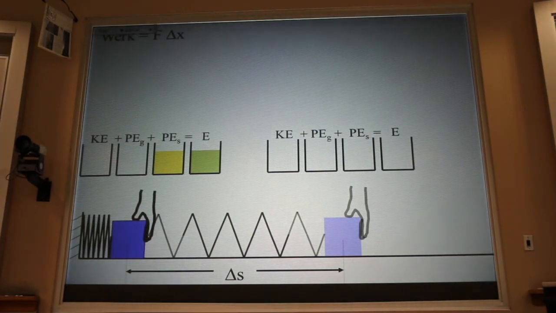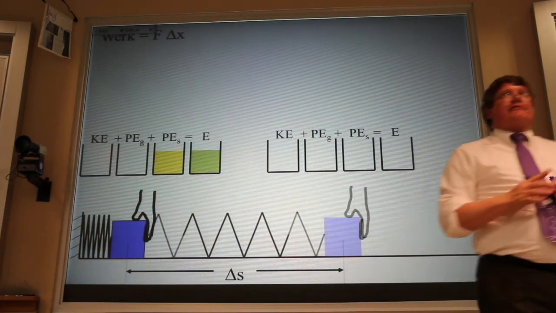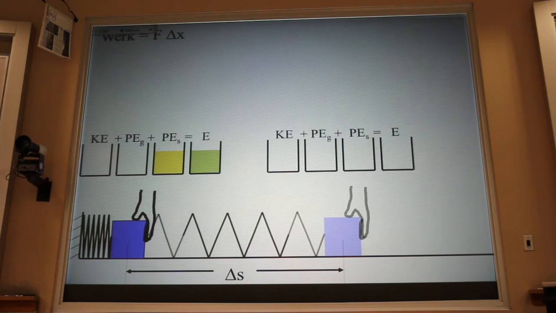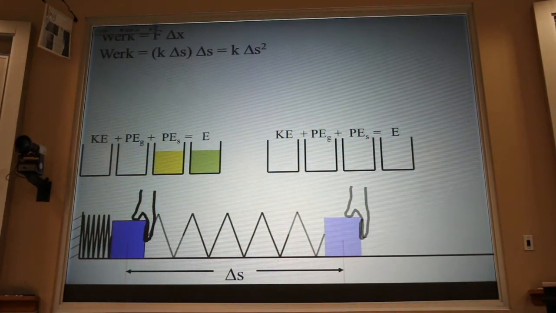Now if I want to push that block at a slow constant rate, I have to push just as hard as the spring, which is K delta S. So if I take my push of K delta S, I multiply by the distance of delta S, I get K delta S squared, which is the energy stored in the spring. Again, we did it. Pretty nice, huh? We good?